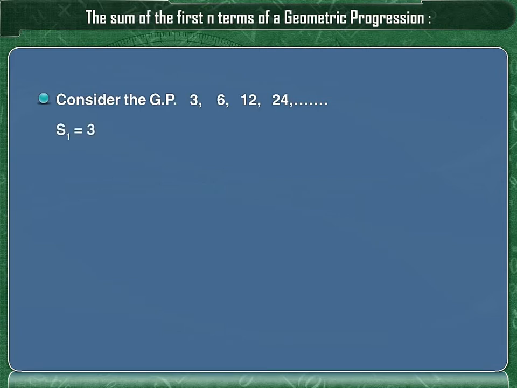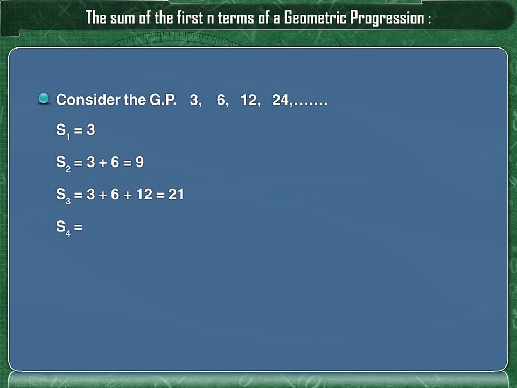What is the sum of the first three terms of this GP? The sum of the first three terms, S3, is 3 plus 6 plus 12, which is 21. What is the sum of the first four terms of this GP? The sum of the first four terms, S4, is 3 plus 6 plus 12 plus 24, which is 45.